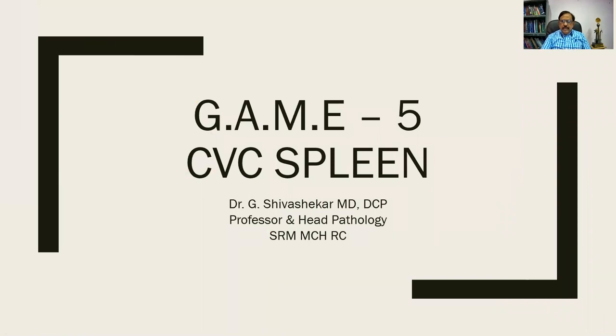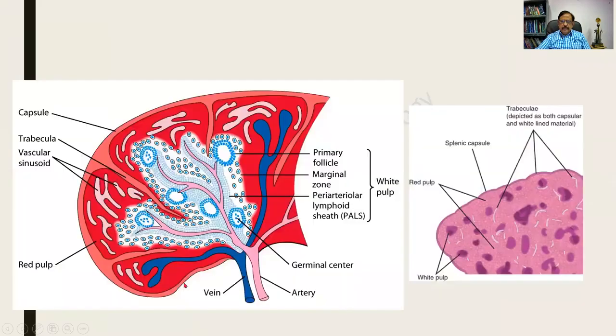The topic for the day is CVC spleen, chronic venous congestion. I would like you to appreciate the structure of the spleen, because the common problem of the student is how to identify it. The spleen is a reniform or kidney-shaped organ, having a capsule externally, and it weighs about 150 grams.